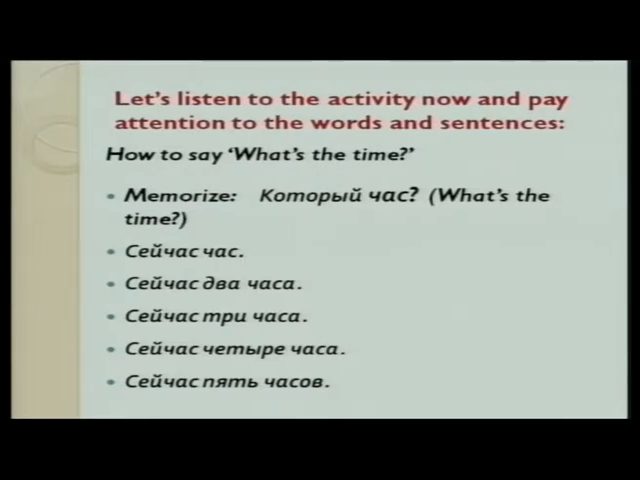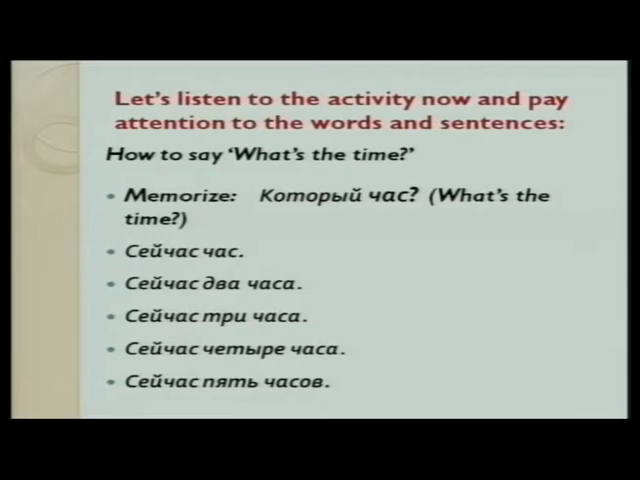Whenever we are counting time in Russian, we use the counting and accordingly the hour changes. This is just a glimpse because we will be discussing time in detail in the dedicated lesson. But before that, let us memorize this. Whenever we are saying or asking what is the time, we say Который час.